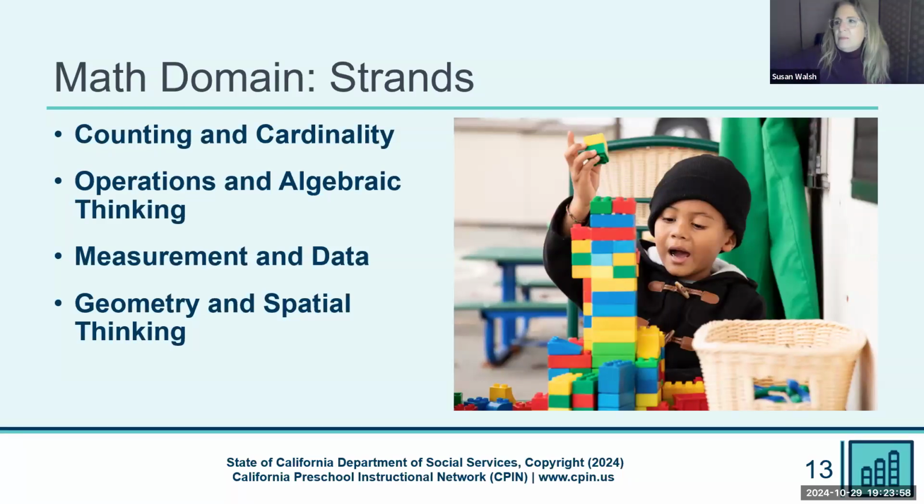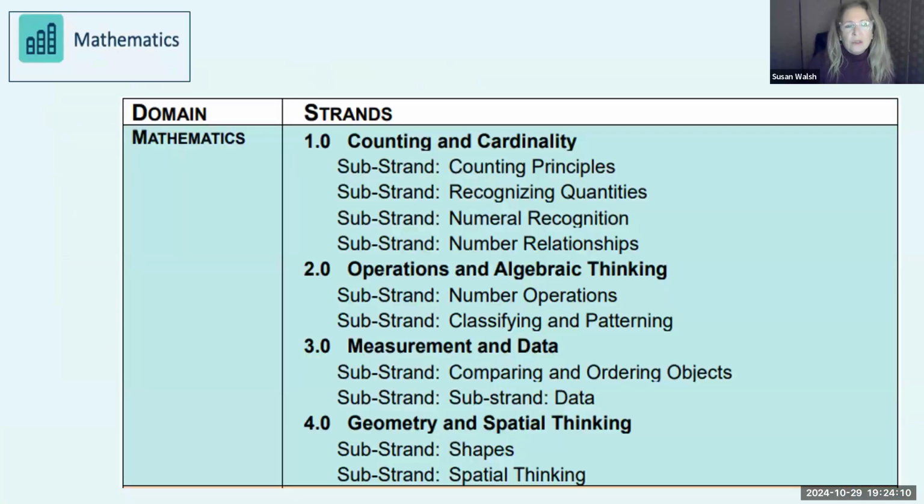But when those strands, those raindrops hit the ground, raindrops make little raindrops. They kind of explode when they touch the ground. And then it actually refines down to what we call substrands. So there's 4 strands in the math domain, 1, 2, 3, and 4. And you'll notice that underneath each strand, there's substrands.